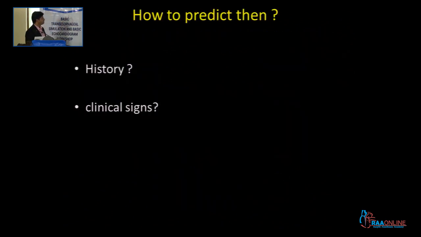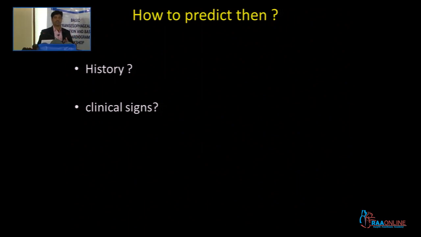Can we predict fluid responsiveness based on the history or the clinical signs? Yes, if the signs are very obvious. For example, an acute trauma patient comes to you in the emergency room, or who is bleeding for some other reason. Signs are very obvious. There is no point in going for these types of tests. You straight away give them the fluids.